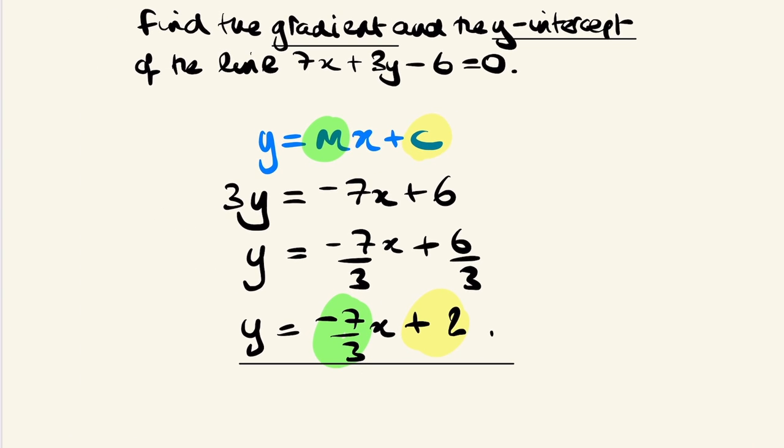So that's how we would find the gradient and the y-intercept of the line 7x plus 3y minus 6 equals 0 by changing to y equals mx plus c form and then spotting our gradient and our y-intercept. So there we go.